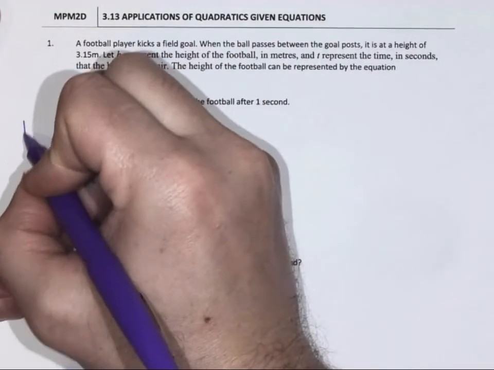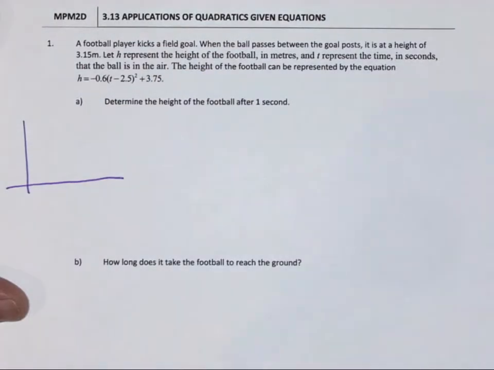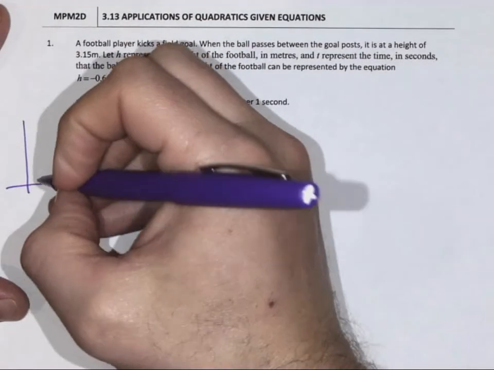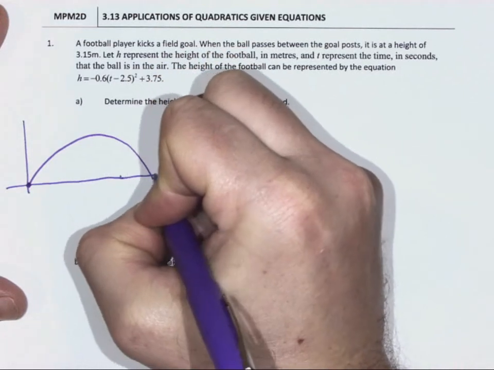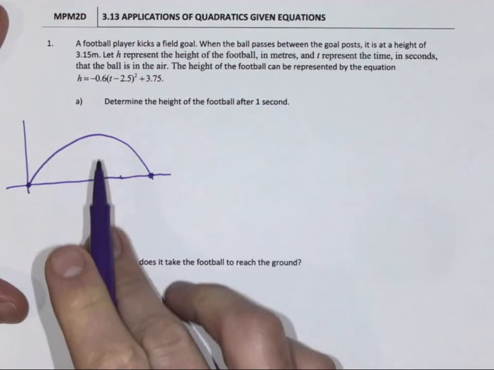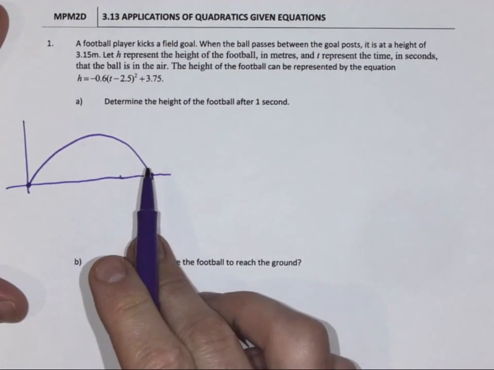So if we were to draw this, I'm going to make an assumption now that the football is kicked from the ground, goes up, and comes down. If there's something in the way, it's going to hit it, someone catches it, it might not hit the ground, all that sort of thing.